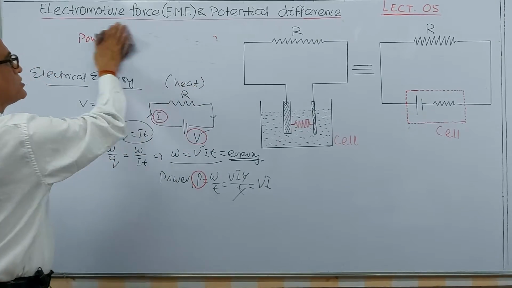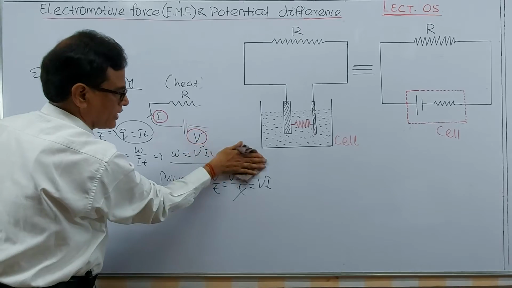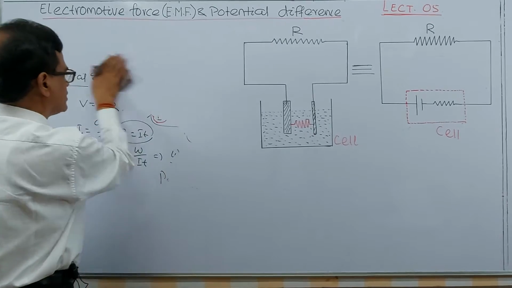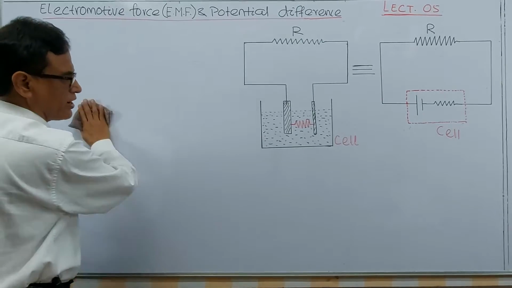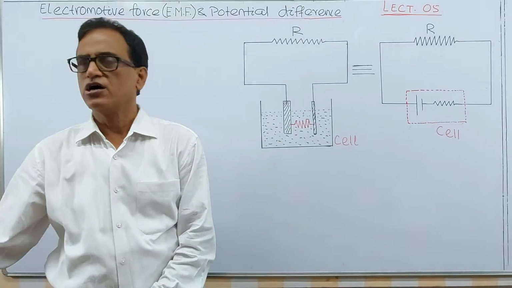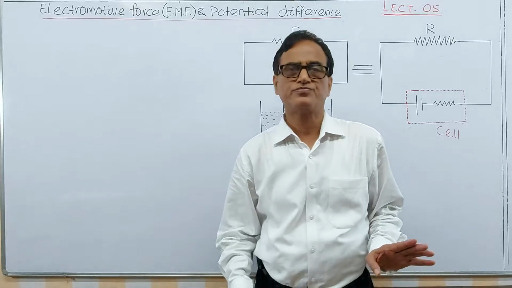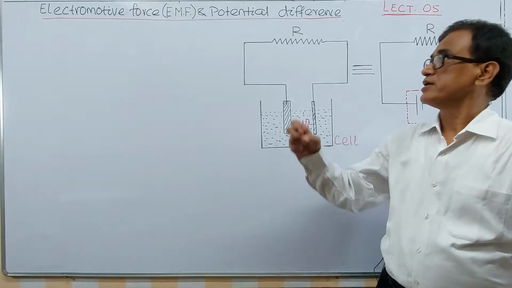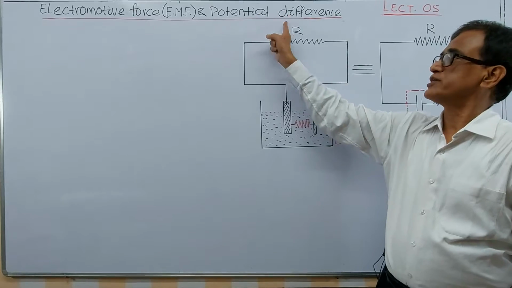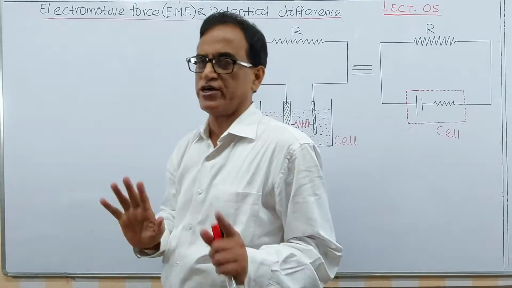That's why it is up to you to elaborate on this one. If you have interest, you can go for assignment number 2, in which I have given plenty of questions on resistance, series and parallel. But the most important part this time is electromotive force and potential difference. Let me explain it first.